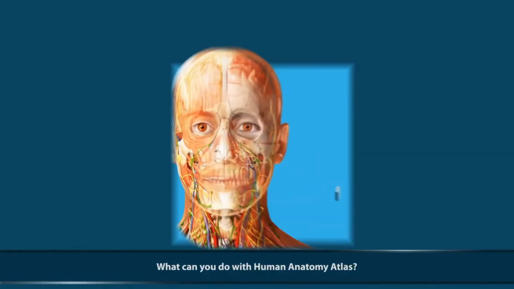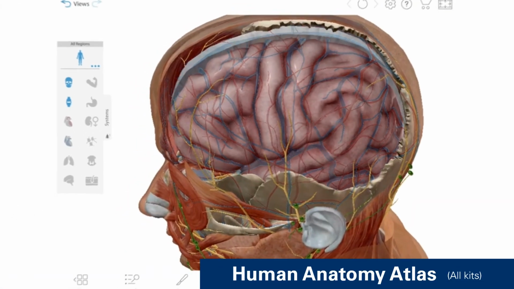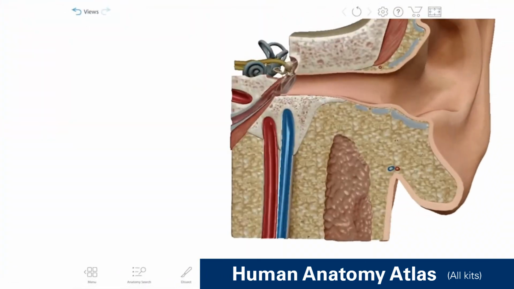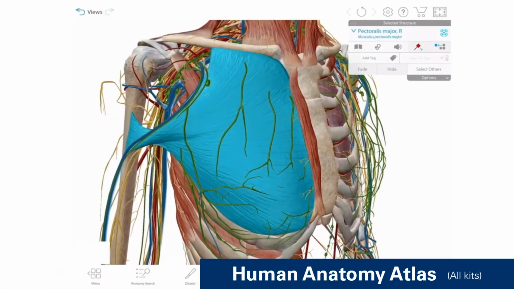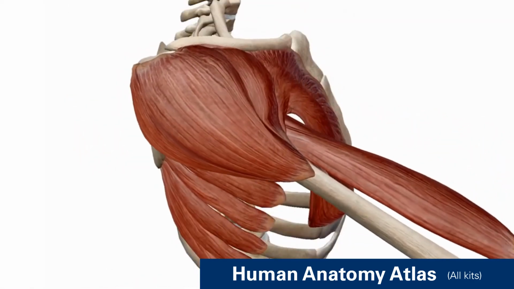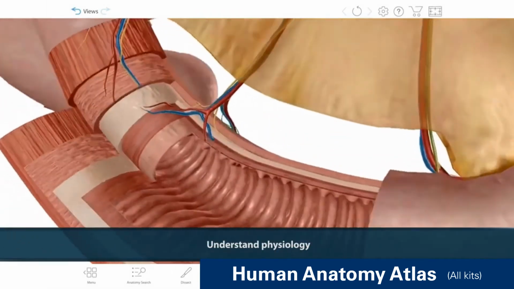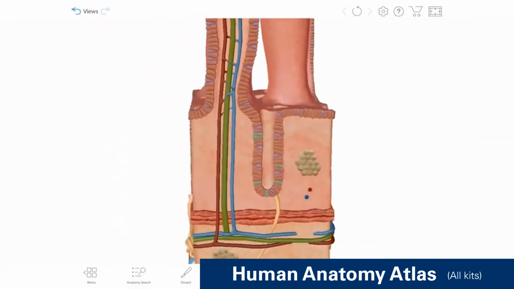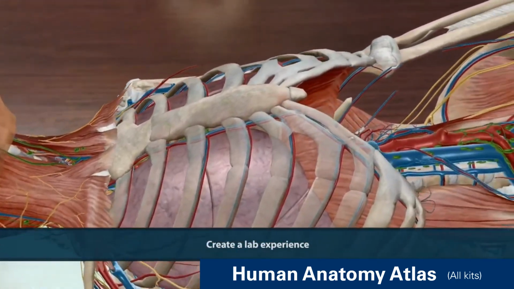What can you do with Human Anatomy Atlas? Dissect anatomical structures with a tap of your finger. Dive deep into microanatomy. Study muscle attachments and bone landmarks. See how the body moves. Understand physiology. Create a lab experience in augmented reality.